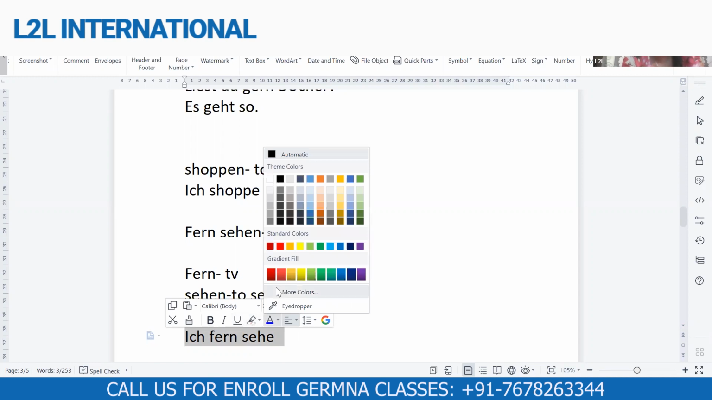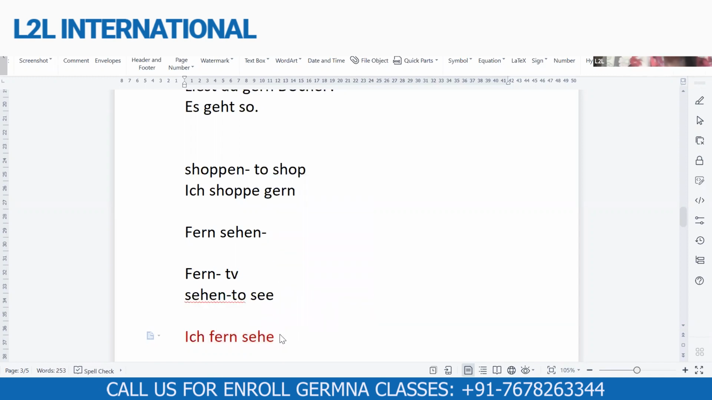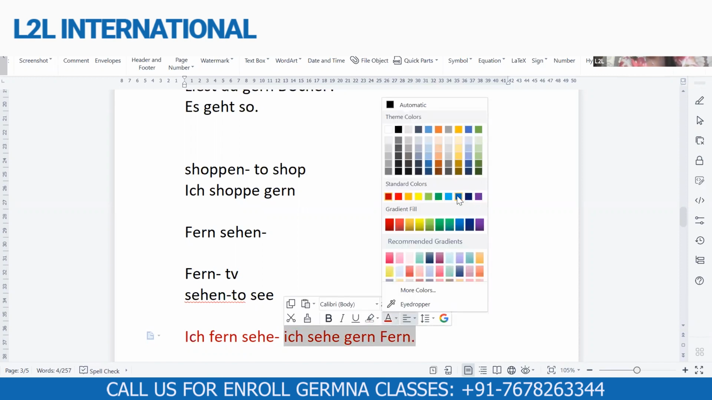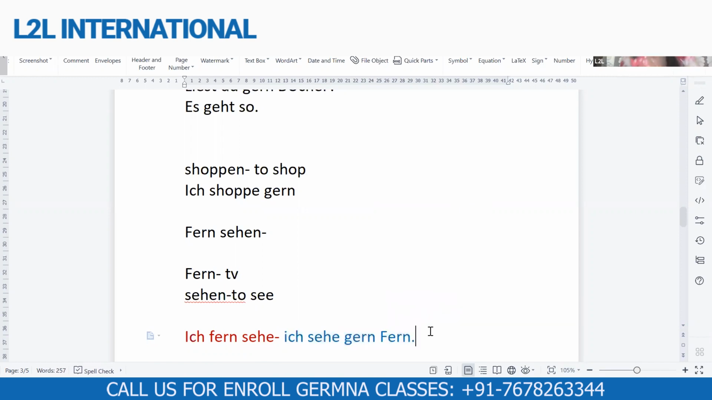So whenever you like to make a sentence with TV, watching TV, always write it as ich sehe gern fern. This is the correct way to answer it. And why do we answer it like this? I cannot give you the reason because it's a grammar topic which we deal with in chapter 4. So just remember, if you want to talk about TV, remember this line, ich sehe gern fern.